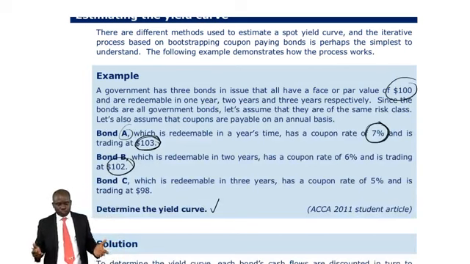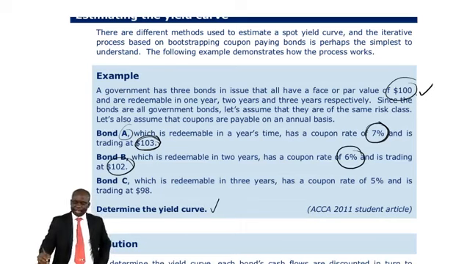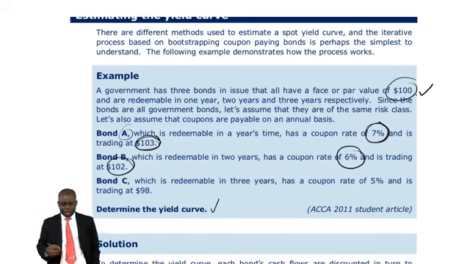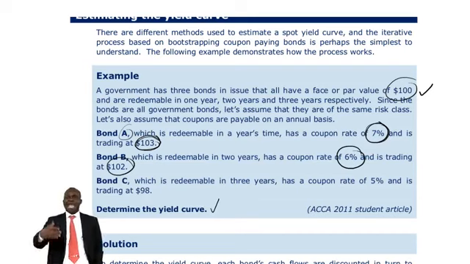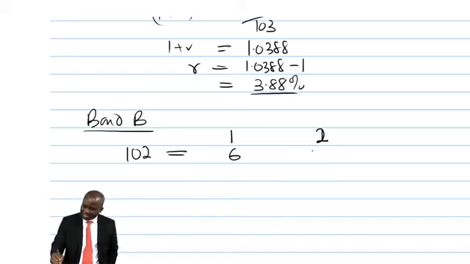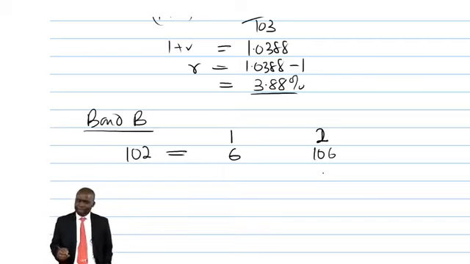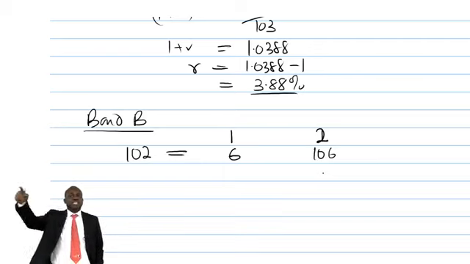Year 1 cash flow will be the interest. So bond B, what is your interest? Is 6%. 6% of the nominal value of 100 should give me 6. And year 2, I will get the 6 and I will redeem it at 100. So this is 6 and this is 106. I need to discount them. How will I discount them? I need to discount them using the yield curve.